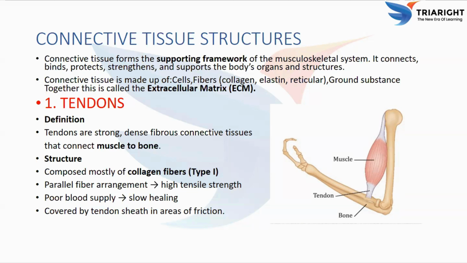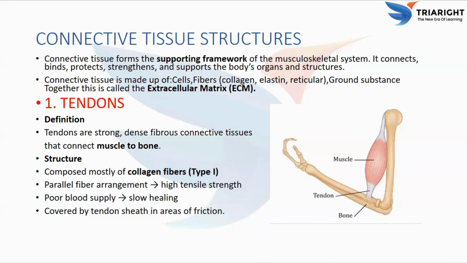So coming to the tendons. Tendons are a type of connective tissue structure. These connect muscle to bone. They are strong rope-like structures made up of dense connective tissue. So what is the structure of a tendon? How is it composed? It is made mostly of type 1 collagen fibers. Type 1 collagen is very strong. It gives tendons their toughness.